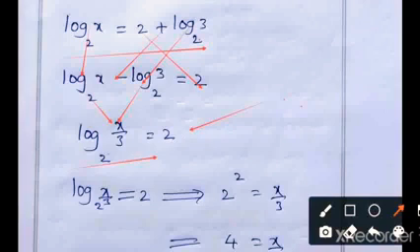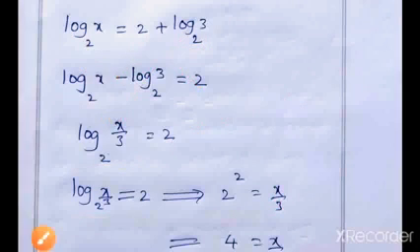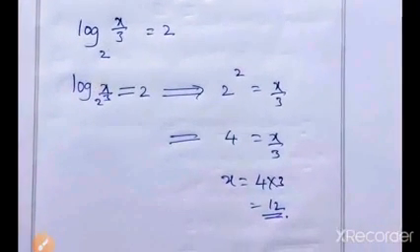And here, this is in logarithmic form, and it changes to exponential form. So this is the reverse of what you have learned. So 2 power 2 is equal to x by 3. So 4 is equal to x by 3.